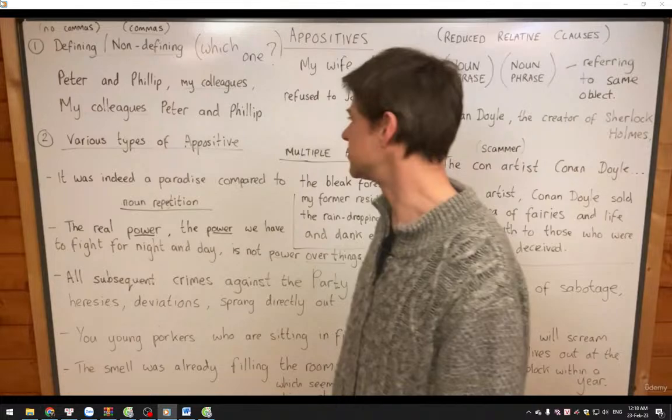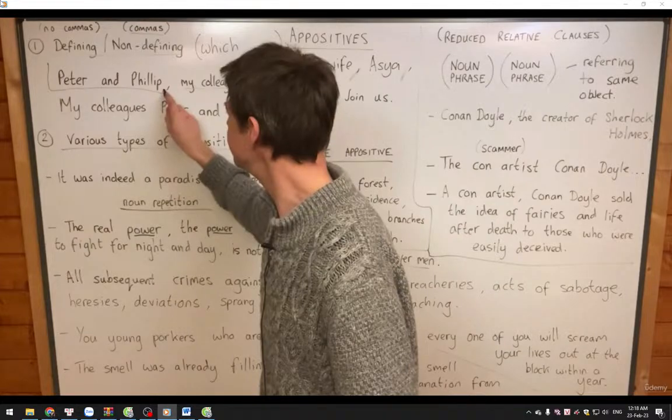Please do note that Peter and Philip are my colleagues. And so notice that both are noun phrases, and it's got to be a noun phrase, guys, an appositive. It can't be an adjective or an adverb. It's got to be a thing and then another thing, but they both refer to the same thing. Peter and Philip are my colleagues. My colleagues are Peter and Philip. So that's why it's definitely an appositive. Don't get appositives mixed up with other things.